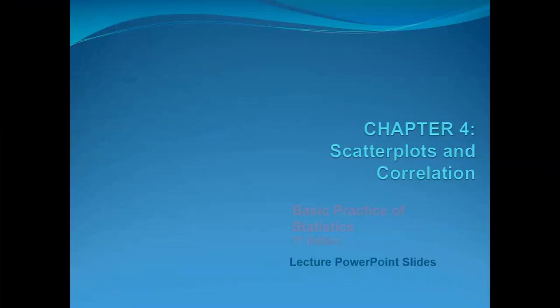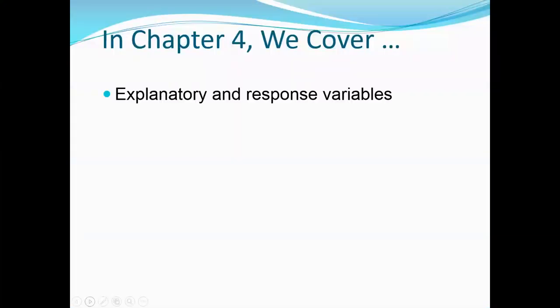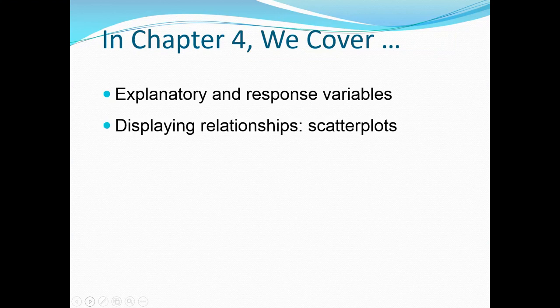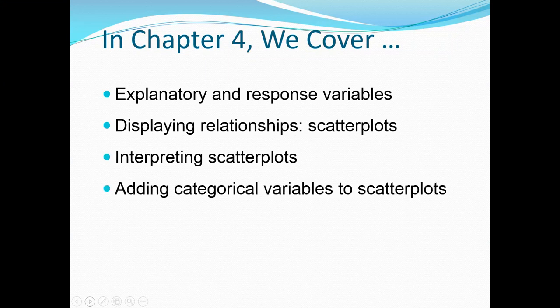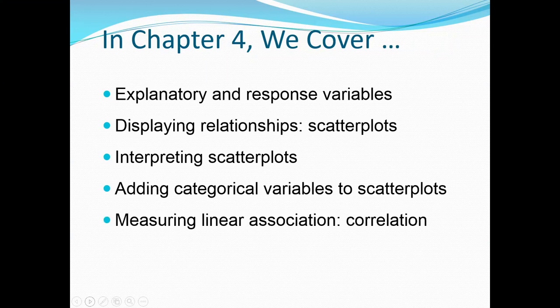All right, let's take a look at Chapter 4, Scatter Plots and Correlation. In Chapter 4, we cover explanatory and response variables, displaying relationships in scatter plots, interpreting scatter plots, adding categorical variables to scatter plots, measuring the linear association through correlation, and facts about correlation.